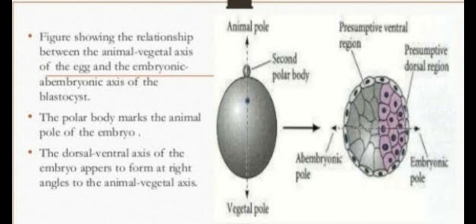axis of the blastocyst. That part which has the cytoplasm and the nucleus is called the animal pole, and that part which has a concentration of yolk, most of the yolk concentrated at one end, that end is called the vegetal pole. The polar body marks the animal pole of the embryo. The dorsal ventral axis of the embryo appears to form at right angles to the animal vegetal axis.